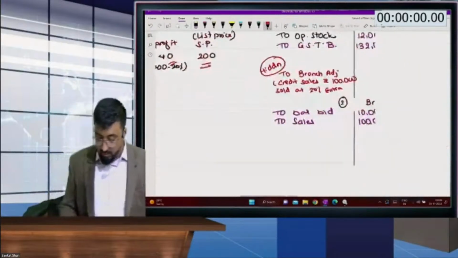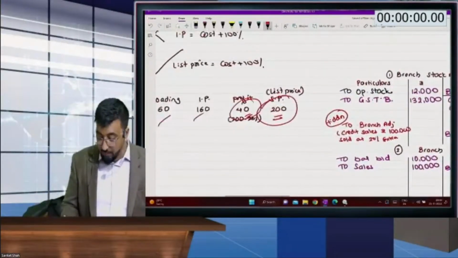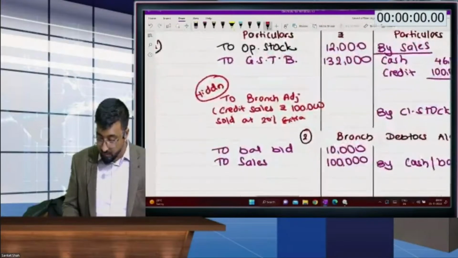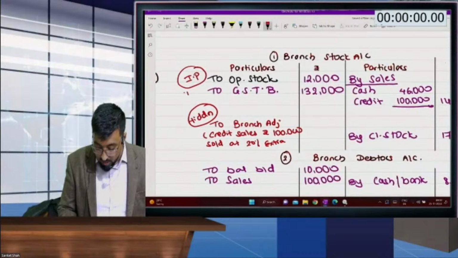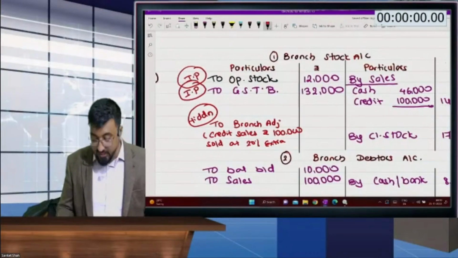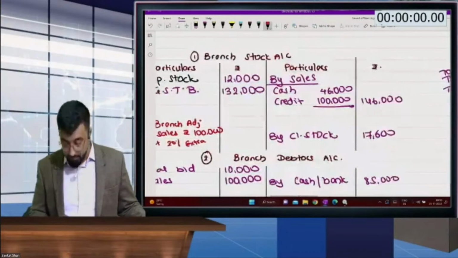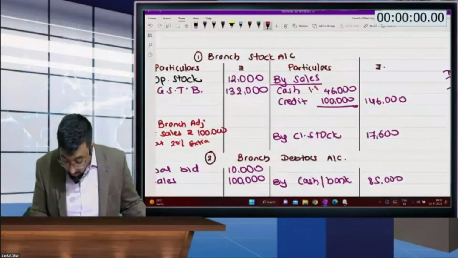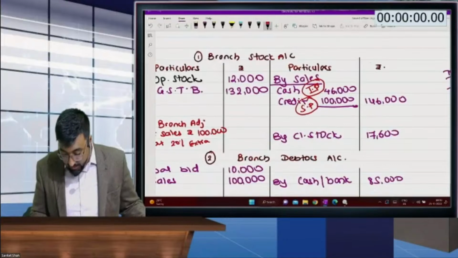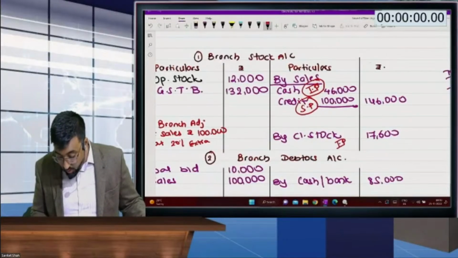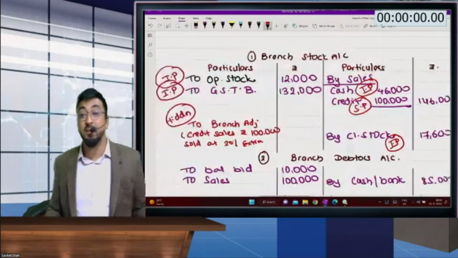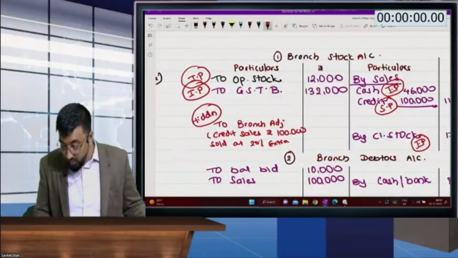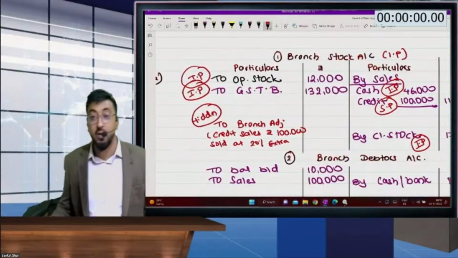Okay, so 20 rupees is the percentage of this. So this is now your invoice price. See, this is invoice price. This is GSTB invoice price. Cash sales is also at invoice price, but credit sales is at selling price, and closing stock is at invoice price. Everything is at invoice price except credit sales. And we have to maintain this branch stock at invoice price.